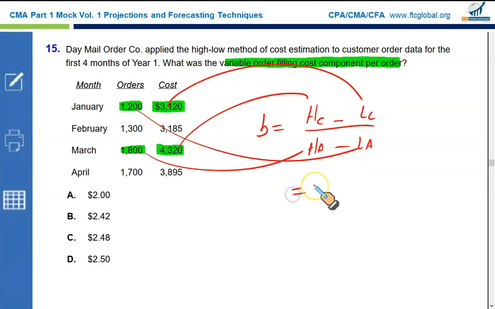Just plug in these numbers. 4320 less 3120 upon 1800 minus 1200. If you simplify, it will give you $2, and that makes a perfect match with your option A.